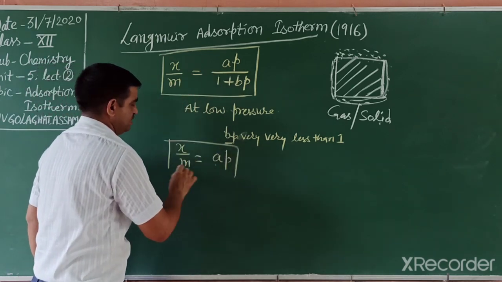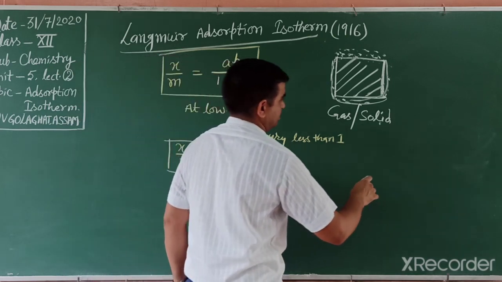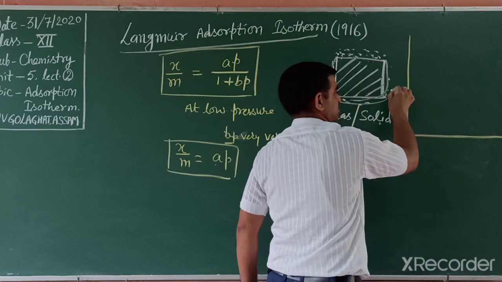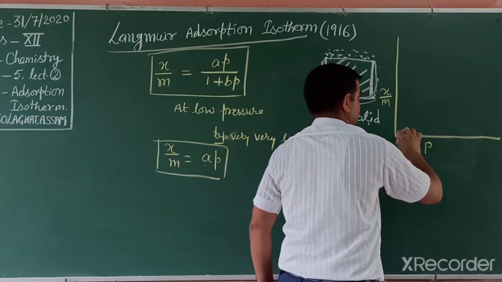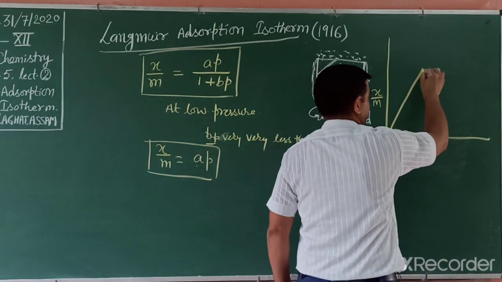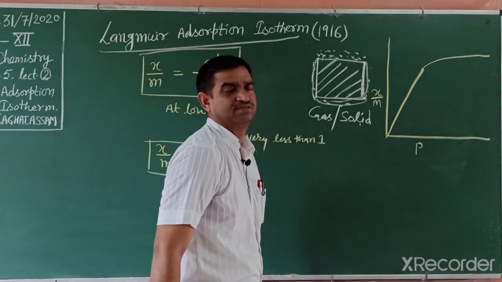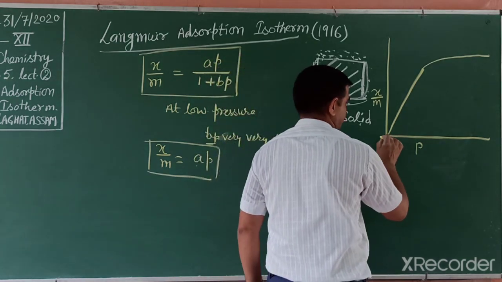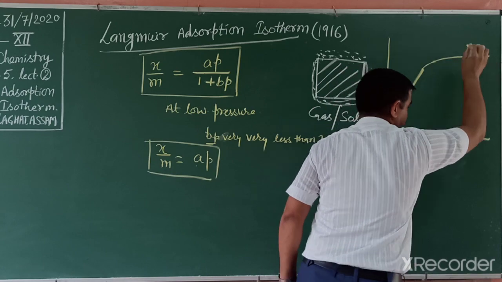So at lower pressure, it is directly proportional like this. If you plot the curve of extent of adsorption against pressure, this graph increases in this way, and further it becomes constant. This is the Langmuir adsorption isotherm. First at lower pressure it is directly proportional, after some time it becomes constant.